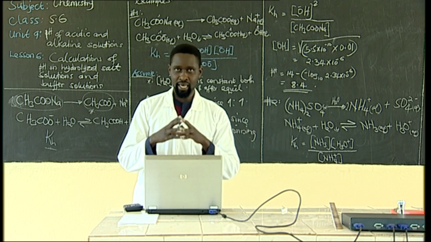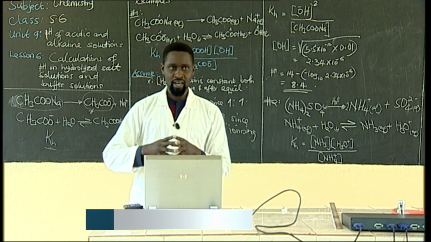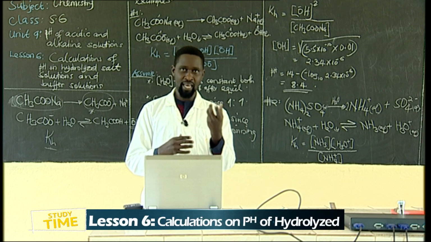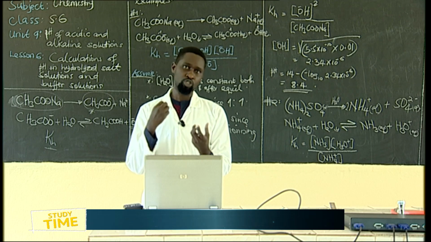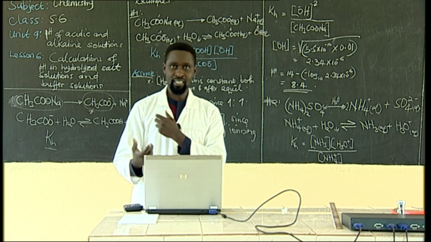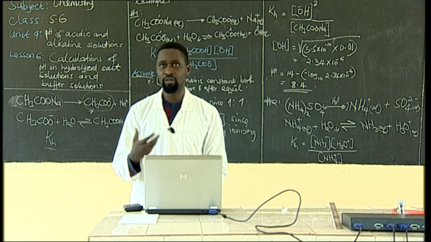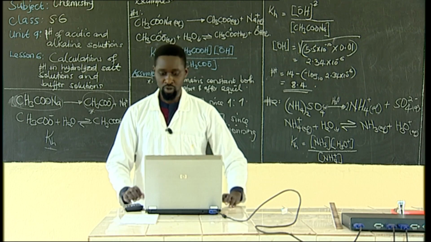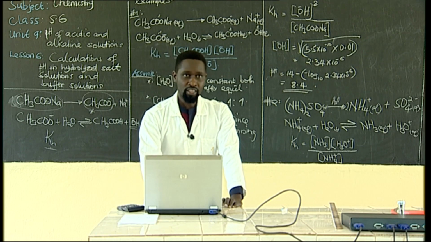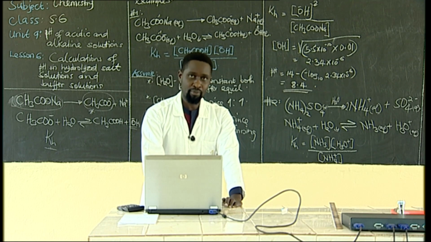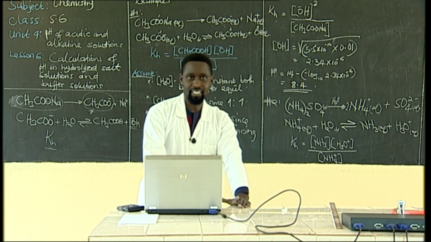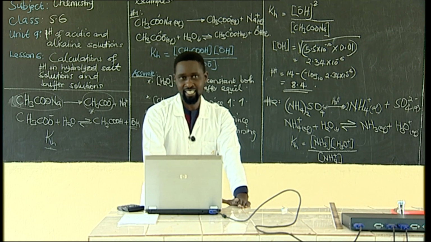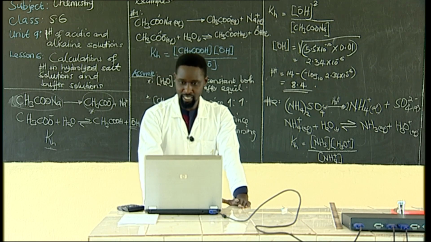Then a basic buffer has a weak base with its salt also from a strong acid. Example, ammonia solution with ammonium chloride. I think you understand there. So of the two buffer solutions, for instance, one has a pH of 4, indicating it is acidic, another has a pH of 10, indicating it is basic.